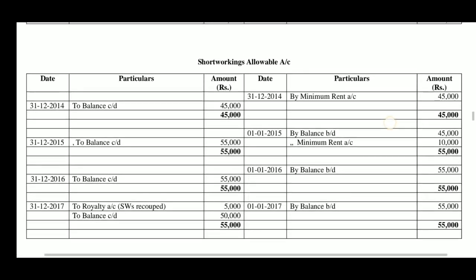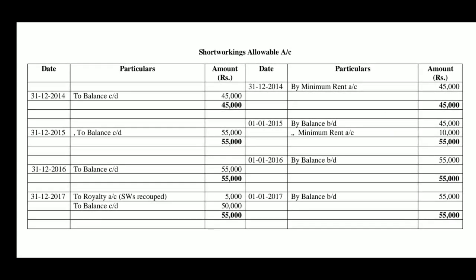Next, short workings allowable account. So, here the lessor has transferred minimum rent to royalty, and to the extent of short workings, transfer is made to short workings allowable account. Therefore, short workings allowable account was credited by minimum rent account 45,000. Since the lessor has allowed the lessee to recoup the short workings up to 5 years, short workings can be carried forward. So, at the end of 2014, 45,000 has been carried forward to balance carried down 45,000.